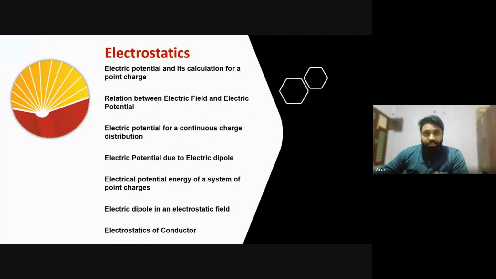Now, what we have to cover for today is electric potential and its calculation for a point charge, and the relation between electric field and electric potential for a continuous charge distribution.